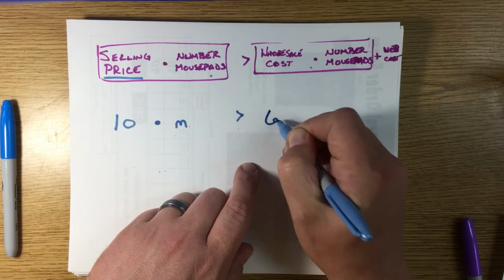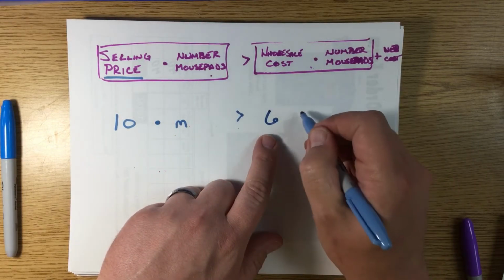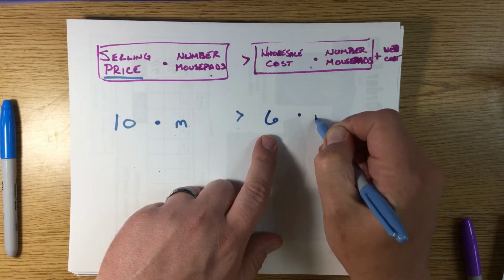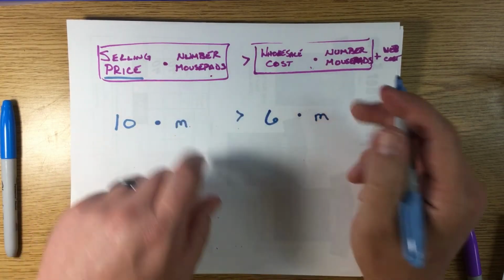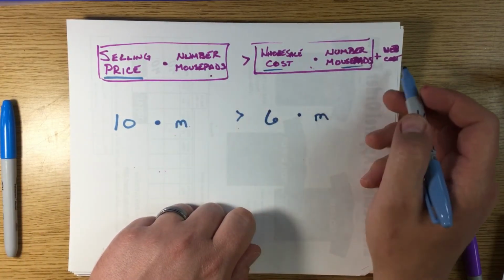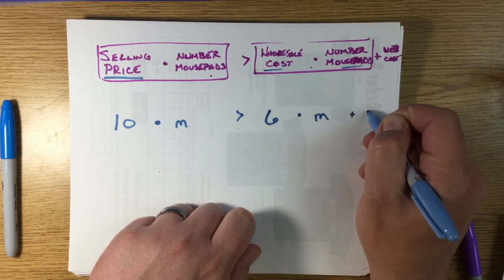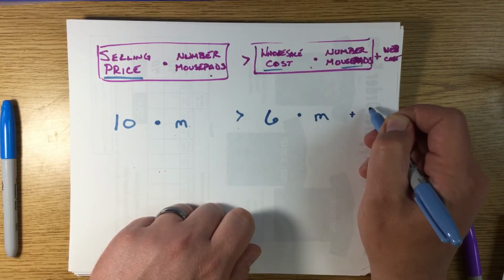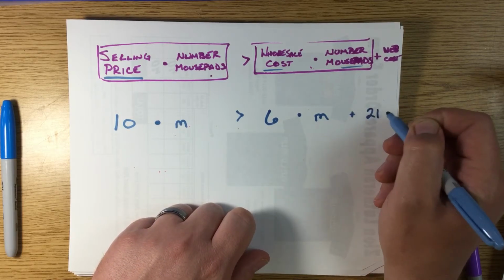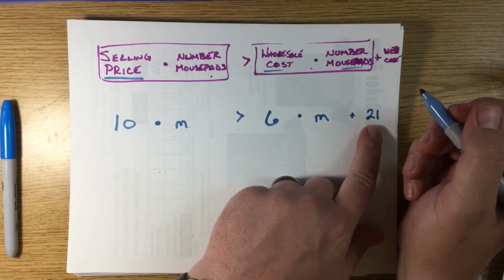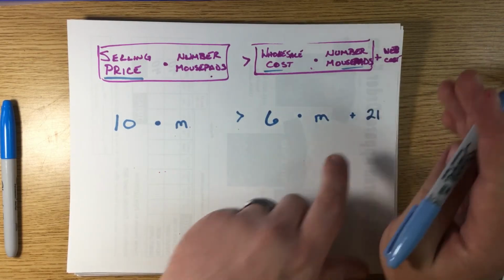It's actually $6 per mouse pad. I want to know how many mouse pads I have to buy and sell in order to get that. And then on top of that, I also have to add my web costs, which they tell me is a total of $21 per month. So right off the bat, I'm going to have $21 just out of my pocket.